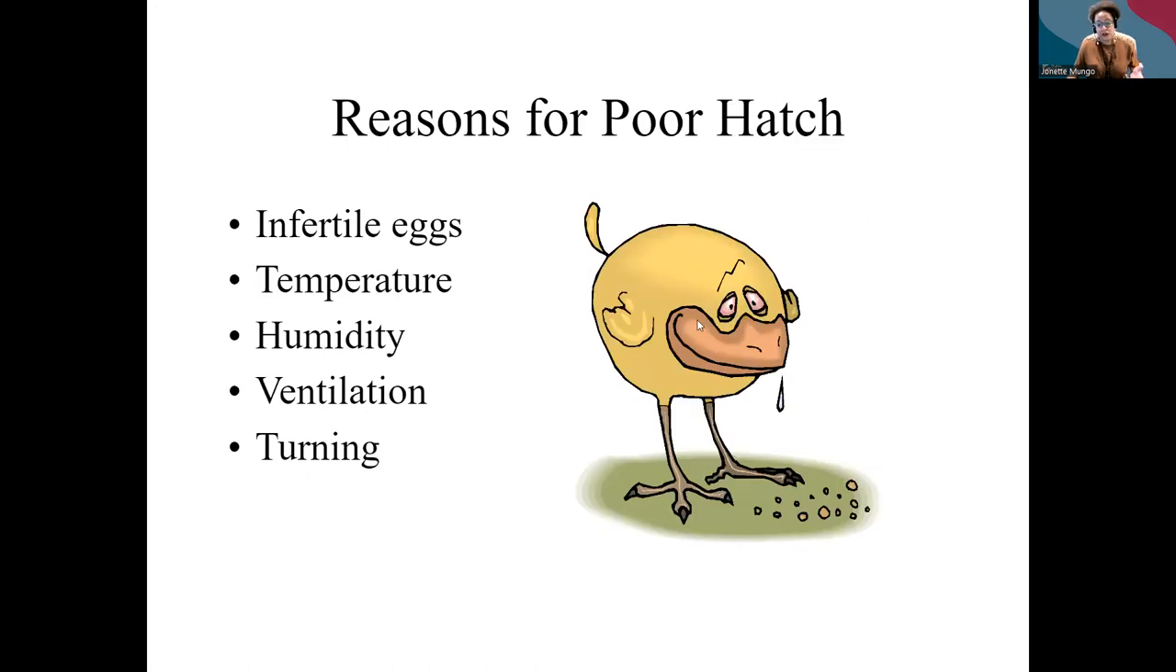So these are the reasons for a poor hatch. Our hatch rate last year was pretty bad. We set 810 eggs, and we hatched like 324. That's a 40% hatch rate. That's pretty bad. We should be doing better hatch rates than that. So we know the eggs are fertile, so we know that infertile eggs are not an issue. But temperature could be an issue, the humidity, the ventilation, and the turning.